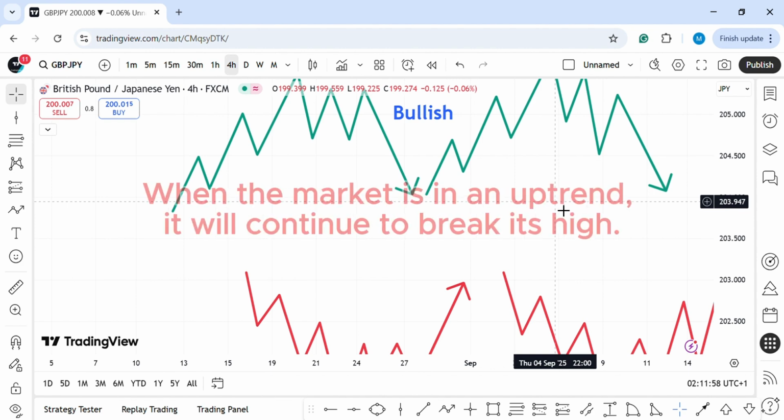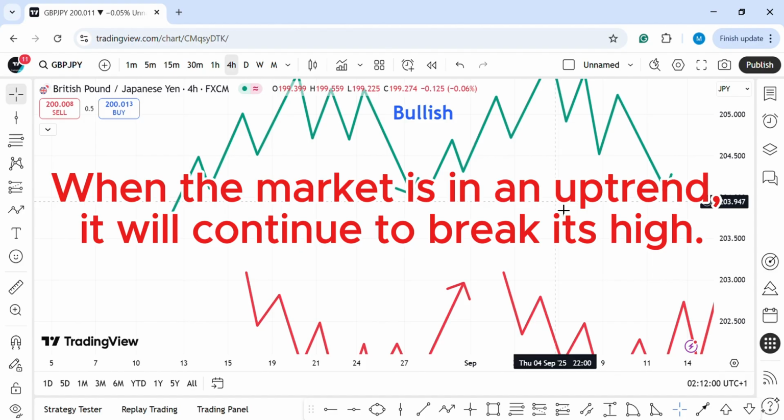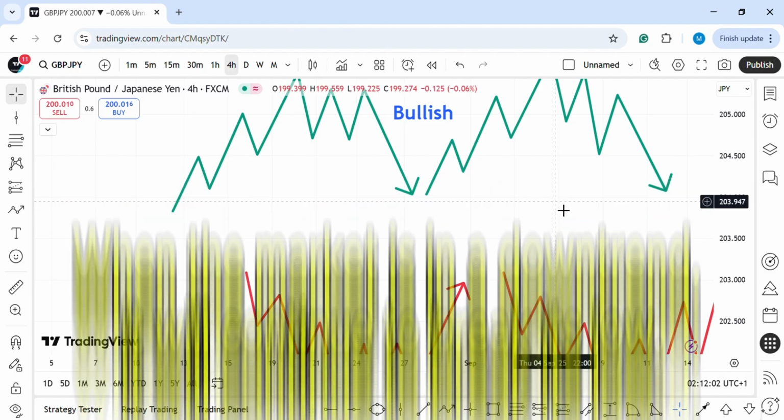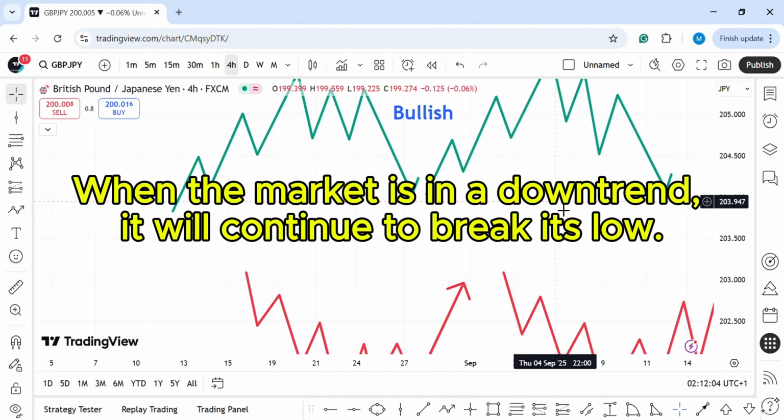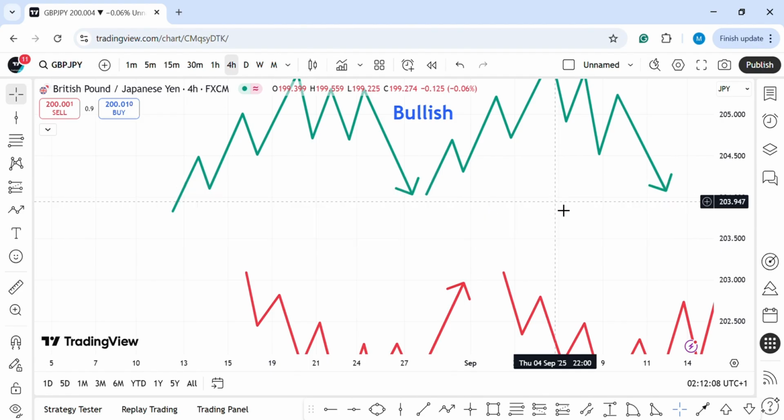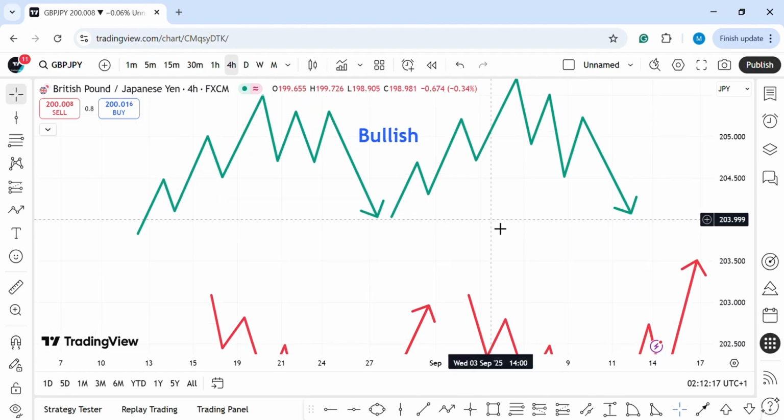Know this key point before we continue. Number one, when the market is in an uptrend, it will continue to break its high, and when the market is in a downtrend, it will continue to break its low. You get it? And as you can see on my screen right now, this is a textbook diagram, and we'll still get to the chart where I will show you how it works in the chart.